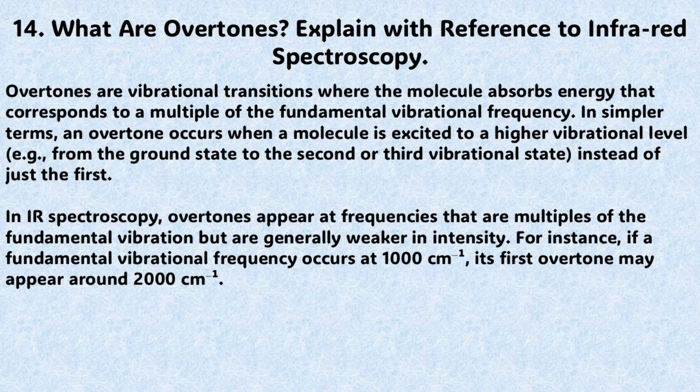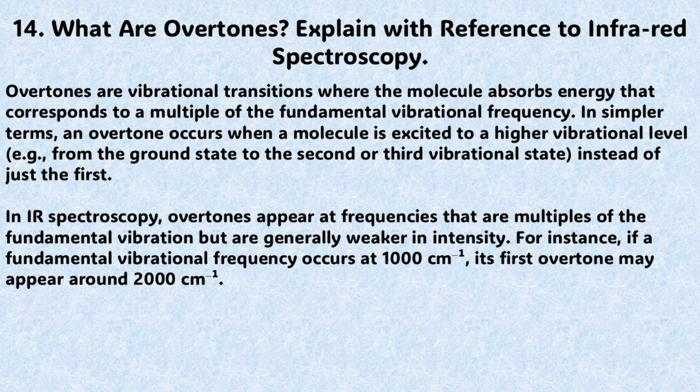What are overtones? Explain with reference to infrared spectroscopy. The answer to this question is very simple. Overtones are vibrational transitions where the molecule absorbs energy that corresponds to a multiple of the fundamental vibrational frequency. In simpler terms, an overtone occurs when a molecule is excited to a higher vibrational level, for example, from the ground state to the second or third vibrational state, instead of just the first.